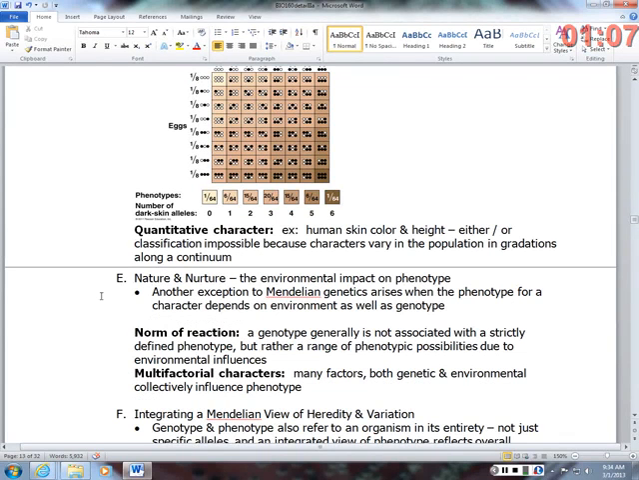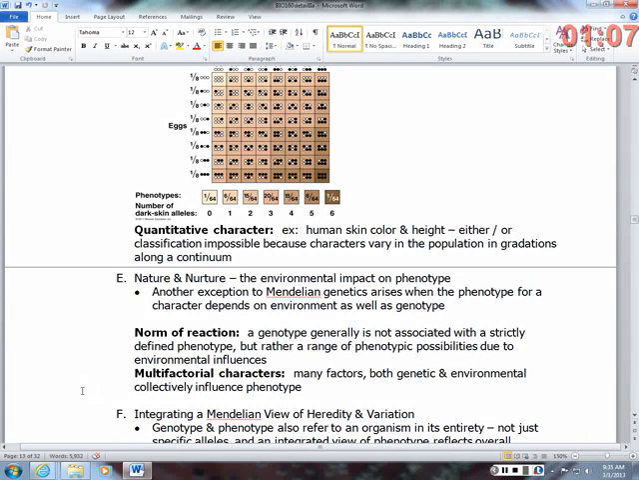So nature versus nurture. Can the environment impact what you're going to see for the phenotype? Yes, it can. This is another exception to the simple Mendelian genetics with the simple Punnett squares. The norm of reaction is that the genotype is generally not associated with a strictly defined phenotype, but rather a range of phenotypic possibilities due to environmental influence. So those are the normal possibilities that can occur based on what the environment is, provided you don't somehow do some strange thing to manipulate the situation.